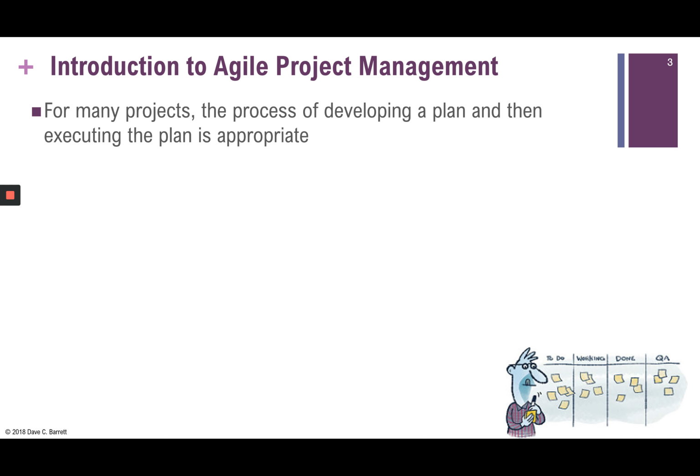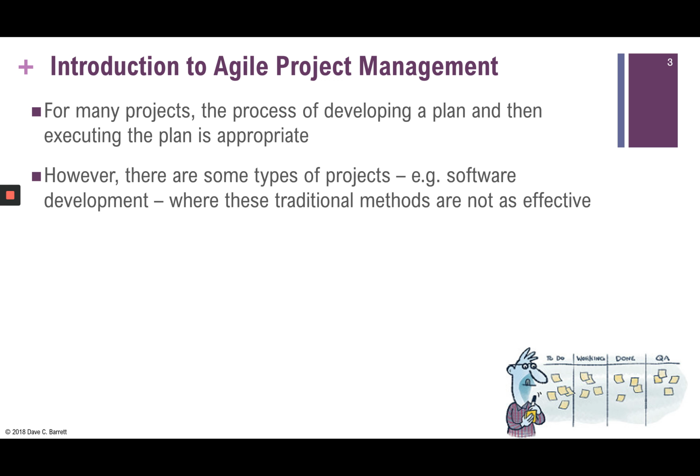For many projects, the process of developing a plan and then executing the plan is appropriate. That is, the traditional project management techniques and project lifecycle that we've studied so far in the course. For many projects, this is absolutely the best way to do it. However, there are some types of projects, and the best example is software development, where these traditional models are not as effective. And one of the key reasons is that it is difficult to determine exactly what you want to do ahead of time when it's something like software.